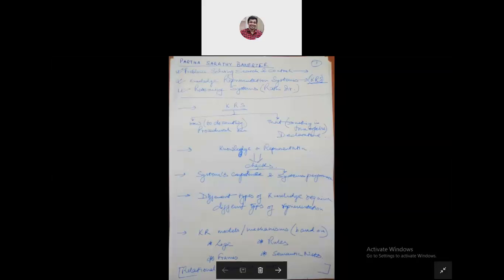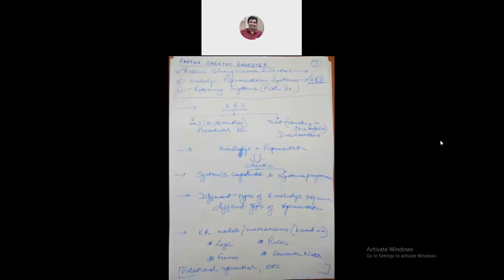Right. Now, knowledge representation mechanisms based on logic, rules, frames, and semantic nets. Do I have some more representation techniques? Of course, I do. I'm not putting up the cursor out there. The last line, that means the relational, the inferential, that means inferring something, etc.